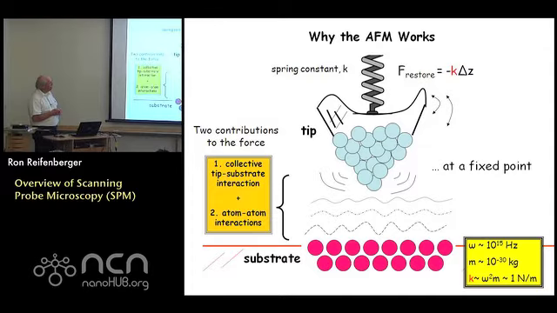The spring has some spring constant K in newtons per meter. And if you multiply the spring constant by the amount that the spring stretches, the spring will exert a restoring force upward that will precisely counterbalance these atomic forces that are pulling the tip downward. And by measuring that displacement, delta Z, and by knowing that spring constant K, you could measure with very high accuracy the interatomic forces that develop between the tip and the substrate, right?